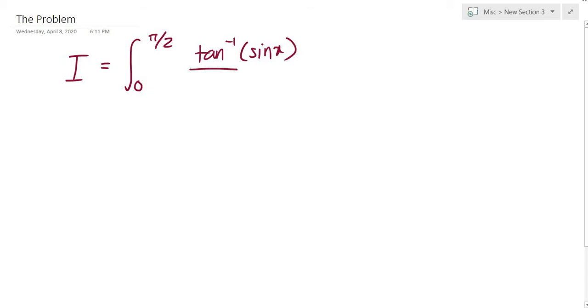So as always, we have our problem. Let's call it I. That is the integral from 0 to pi over 2 of the inverse tangent of sine of x, all divided by x sine x, integrated with respect to x, of course.